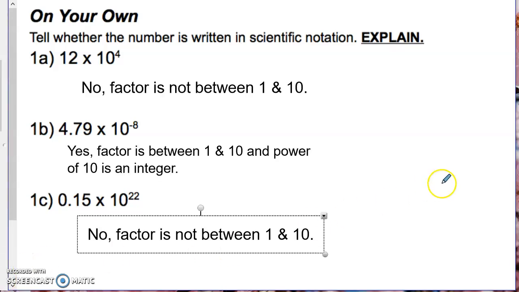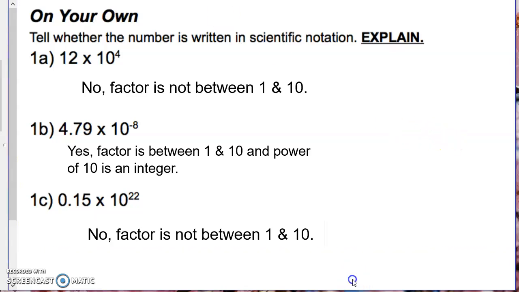All right, to check those three. Number 1A, I would say no, it is not. This number here is not between 1 and 10, so that is not correctly written in scientific notation. 1B, I would say yes. This factor here is between 1 and 10, and this is a power of 10 with an integer. This one I would say no, because this number here is not between 1 and 10. So to check your answers, it should be no, yes, no.